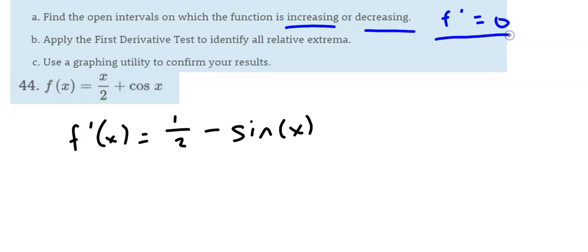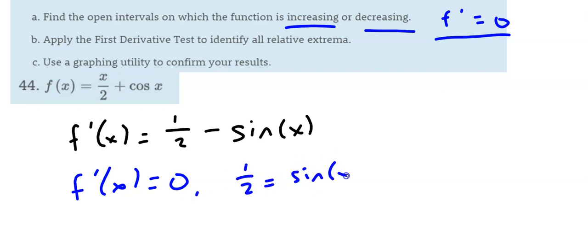So f prime equals 0 will be my critical numbers, so let's set f prime of x equal to 0. And I end up getting 1/2 equals sine of x. Now in the unit circle, sine is equal to 1/2 at, sine is the y value, so I believe it's pi over 6, and I believe it's 5 pi over 6.